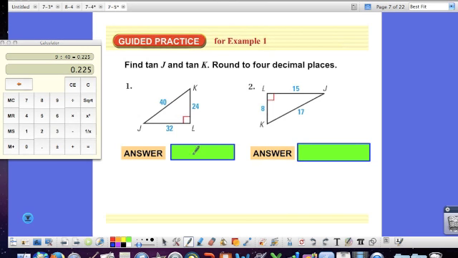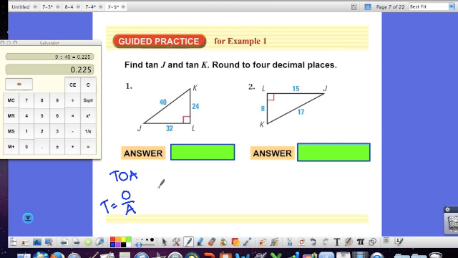And let's try some guided practice. So remember, it's TOA. To find the tangent, you do opposite. So for some reason, the sound went out on this portion of the video. I'm not really sure why. You're doing the tangent, the opposite over the adjacent.